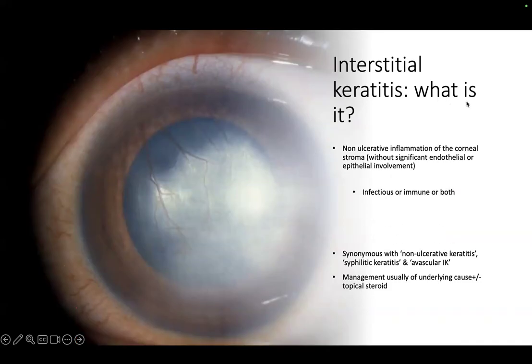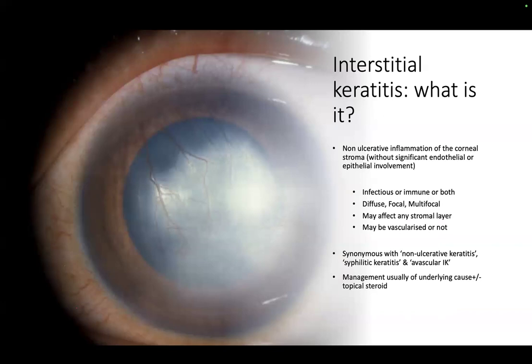So this can be infectious or immune, or both. Diffuse, focal, multifocal. So you might see just one area here affected, and that's not uncommon if someone's had a previous episode or episodes of herpes simplex keratitis, for example. Could affect any layer of the stroma. You might see it superficially or deep. And it might be vascularized or it might not. Okay, so you can see these sort of signs independently of one another.